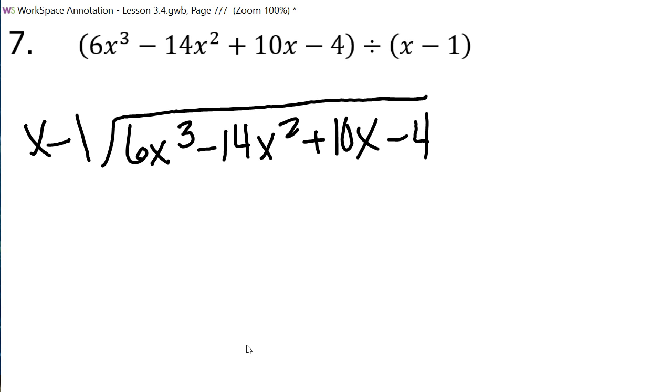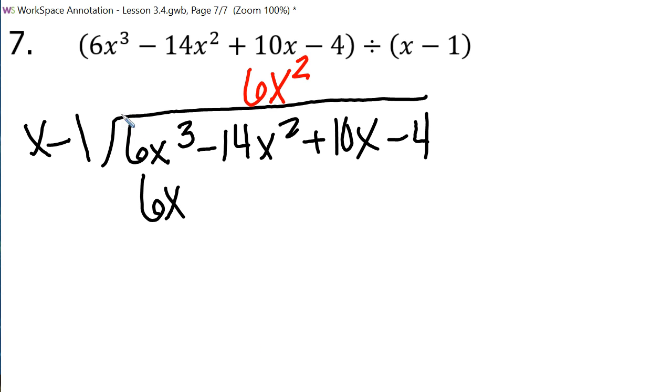Okay, same process. Look at your first term. So we have an x and a 6x cubed. So what do we multiply x by to get a 6x cubed? 6x squared. X to the first times x to the second will give us x to the third, or x cubed. Now we need to multiply. So what is 6x squared times x?